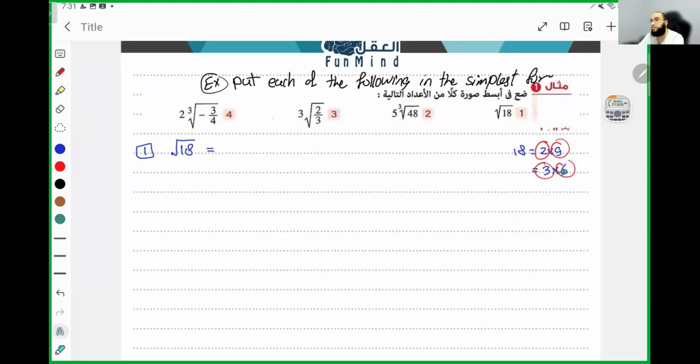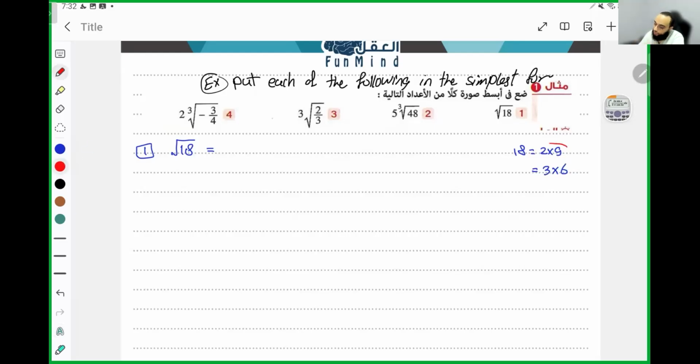The 9 is the only number that, if I put it below the square root, gives me a value. It's a perfect square. Which of these is a perfect square? The 9, because root 9 equals 3. Is there a value for root 2? No. Root 3? No. Root 6? No. Then the only number that gives me a value under the square root is 9.